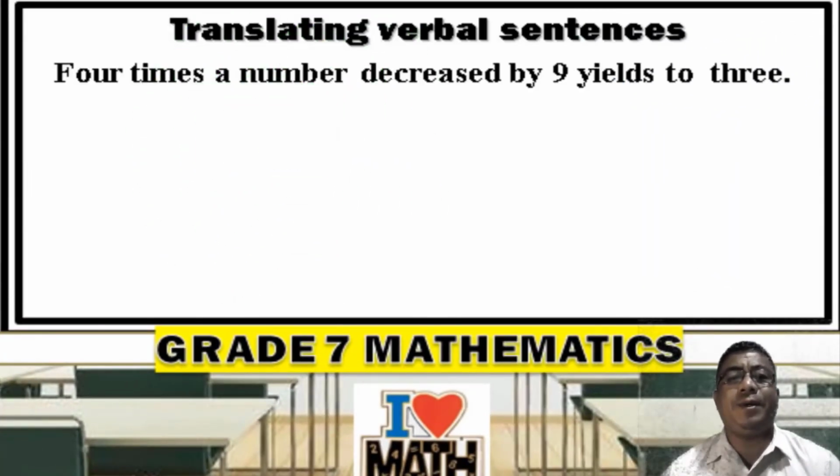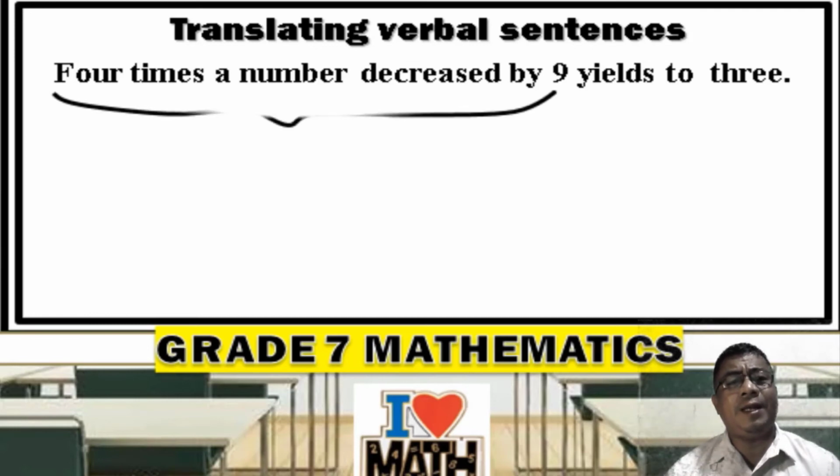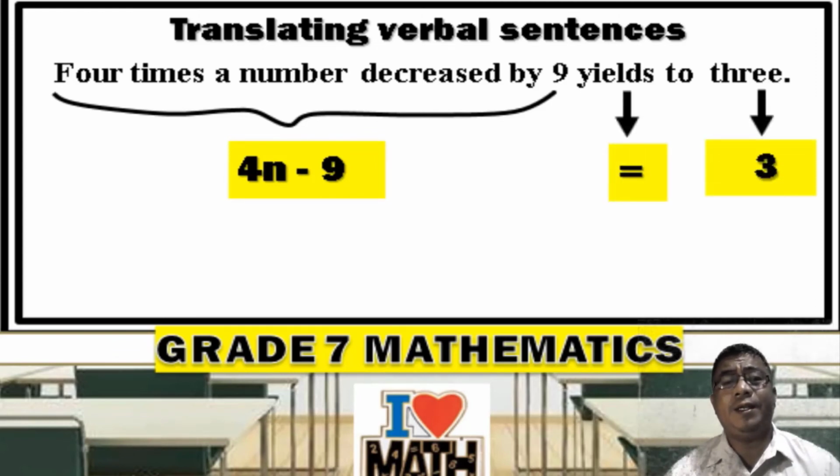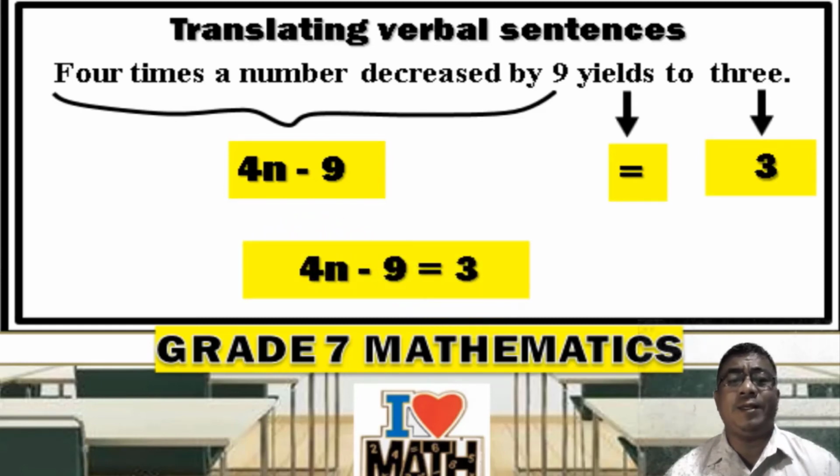4 times a number decreased by 9 yields 3. So let's translate this into a mathematical sentence. 4 times a number is 4n decreased by 9, so we have minus 9. Yields is simply the equal sign to 3. So therefore, we have 4n minus 9 equals 3 is the same as 4 times a number decreased by 9 yields 3. So take note of that.